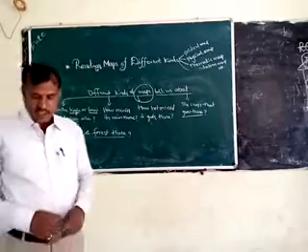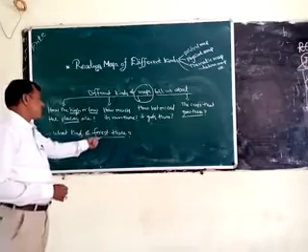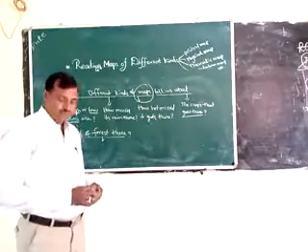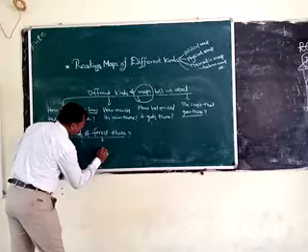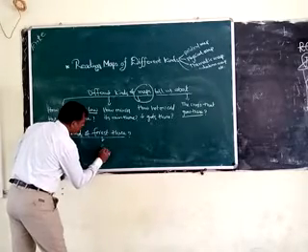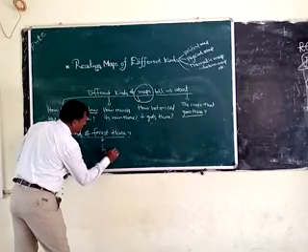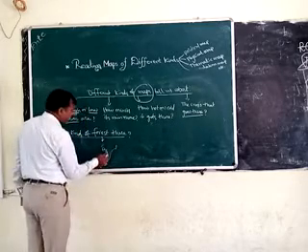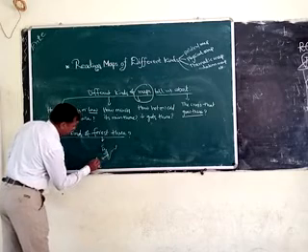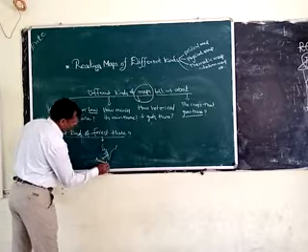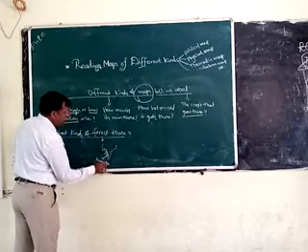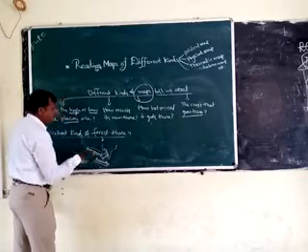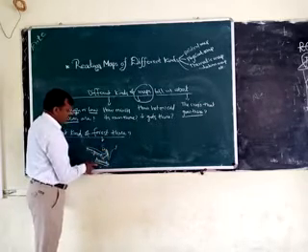For example, evergreen forest in the Western Ghats in Karnataka. So Karnataka state has evergreen forest in the Western Ghats. How can you understand the Western Ghats? This is the Western Ghats, in the west. These Western Ghats are in Karnataka. This is Karnataka. So where are these evergreen forests located? In the Western Ghats in Karnataka state.